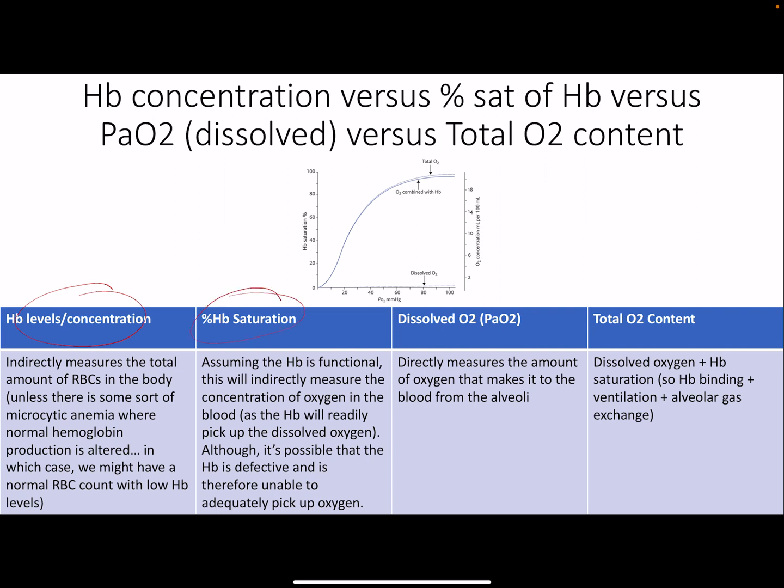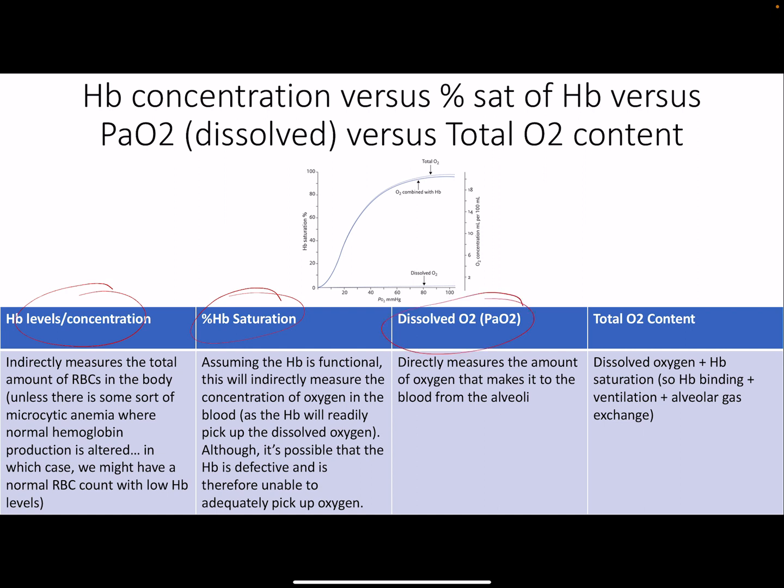Hemoglobin saturation more or less reflects an indirect measurement of how much oxygen you have in your body. If you have low hemoglobin saturation, you might have low oxygen. Alternatively, it might mean you have some sort of hemoglobin poison going on, or perhaps you have defective hemoglobin by some other metric. So you could get two different things from the hemoglobin saturation.